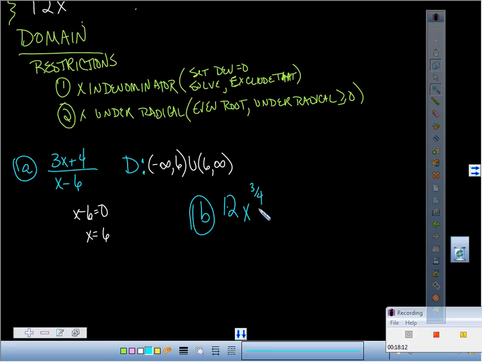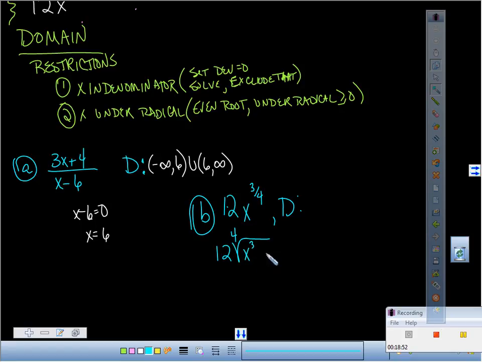So, here's the next one. Let's just do this one: 12x to the 3/4 power. Let's talk about its domain. Does it have any restrictions? Yeah. Why? Because it's an odd number in the radical. No. Is it not an even root? It is an even root. What's the root? That is a 4th root right there. Here's what it looks like: 12 times the 4th root of x to the 3rd.